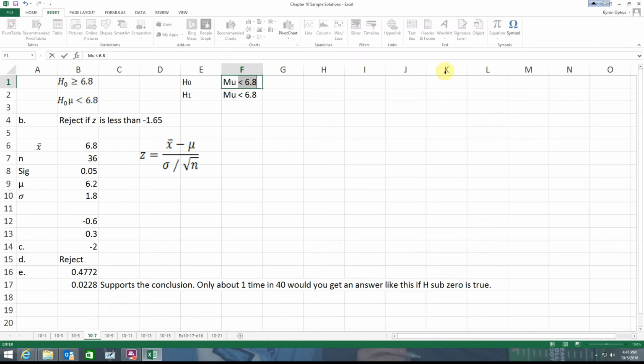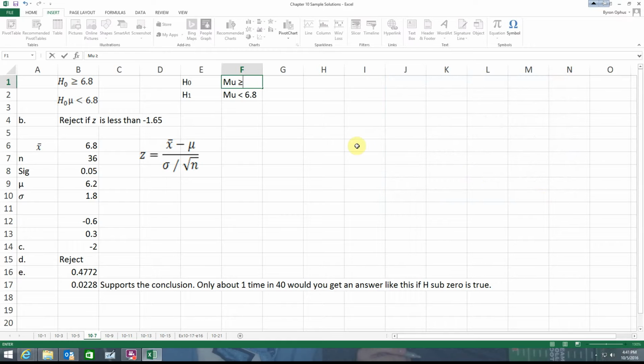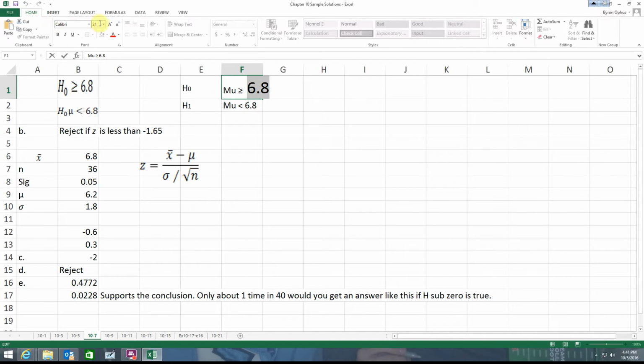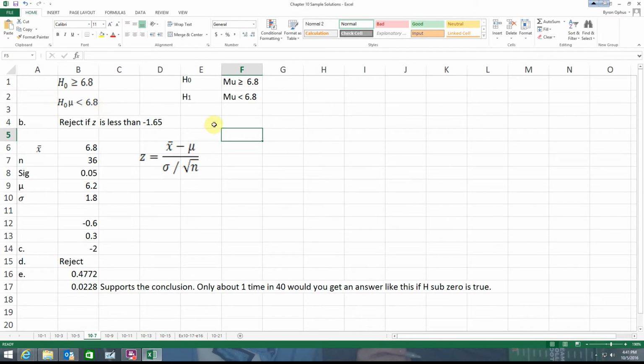I wonder if I could find that symbol really quick. We'll take a look. I got a basic Latin I want. Oh, I got it right here. Okay. Insert. Close. Cool. Greater than or equal to 6.8. Why it does that, I don't know. It's really weird why it does that. So we got to do that, and I got to put that back to 11. No idea. It's just such a goofy thing. Okay. So there we go.